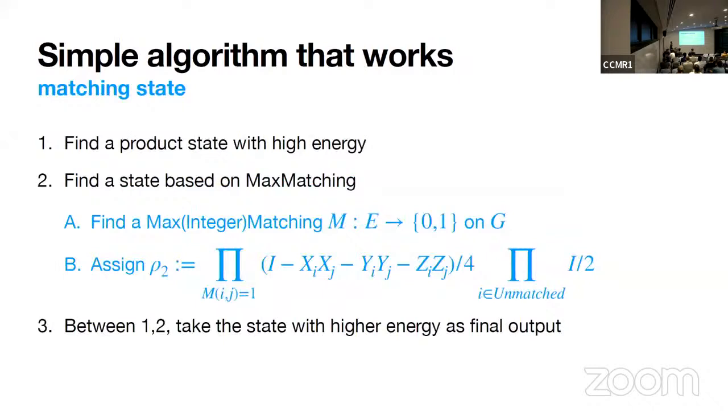And for the matching part, find the maximum integer matching. You can do this efficiently. And get the matching, and assign a product of 2-qubit states, which is a single-edge state, on matched edges, and a uniformly random state on unmatched qubits.